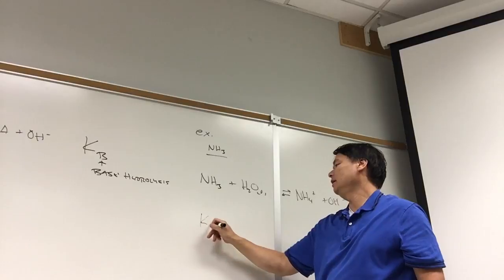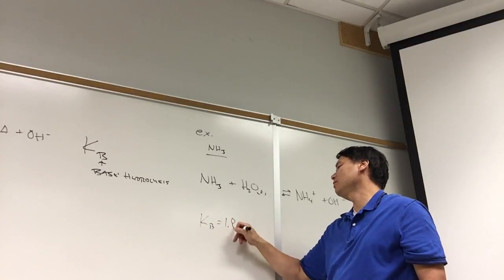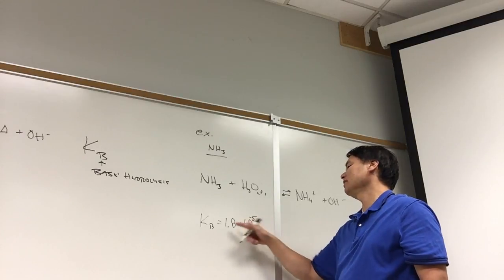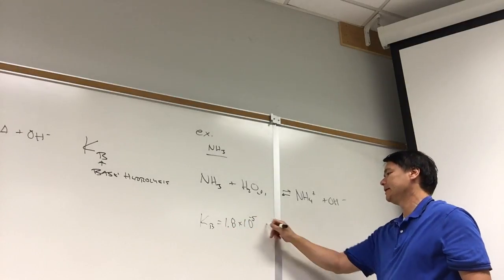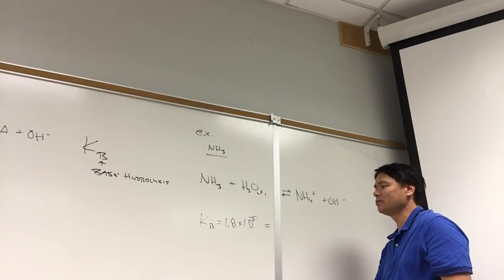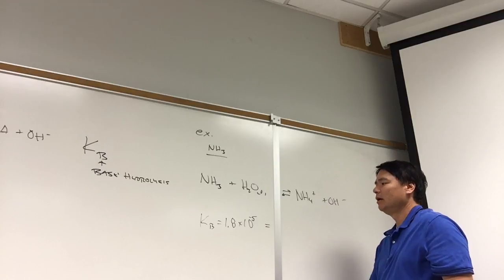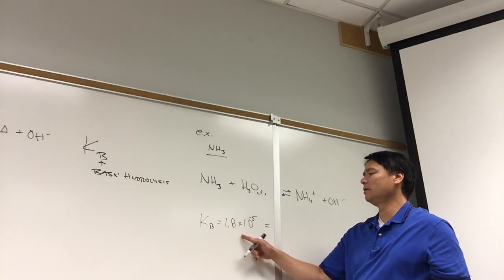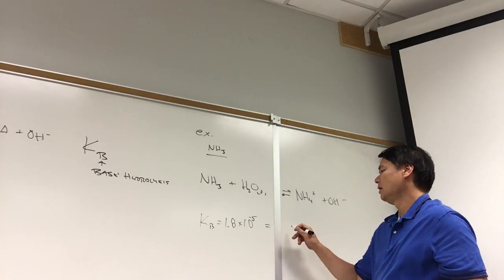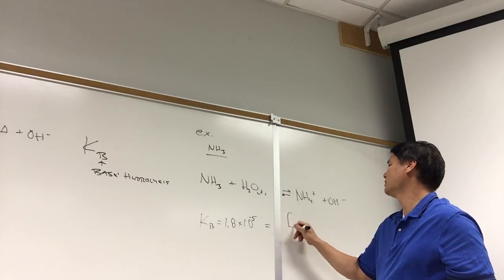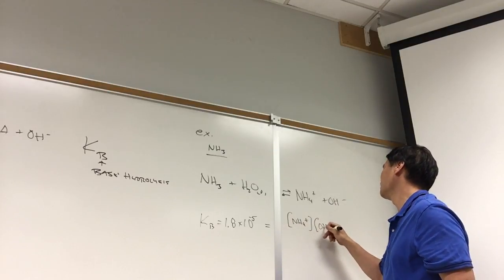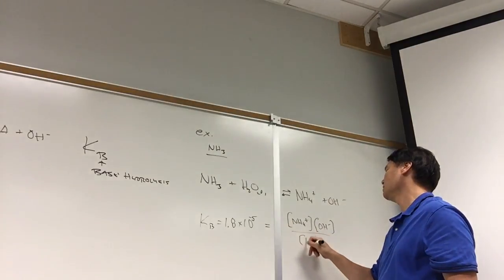Now the Kb for this we can look up. It's 1.8 times 10 to the -5, a fairly weak base. This just so happens to be, you know, the Ka for acetic acid is 1.8 times 10 to the -5. It just happens to round to the same number. There's no other connection between acetic acid and this. And so 1.8 times 10 to the -5 is going to equal the ammonium concentration times the hydroxide ion concentration divided by the ammonia concentration.